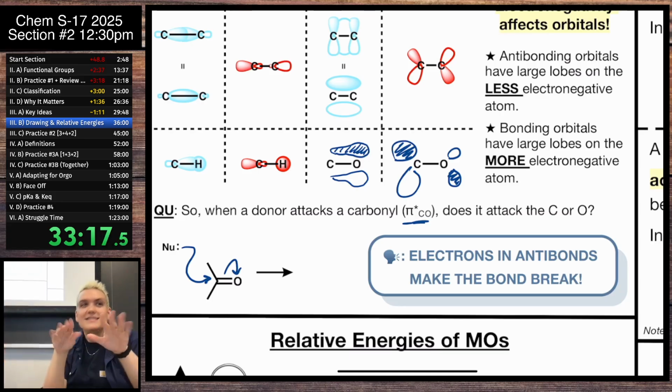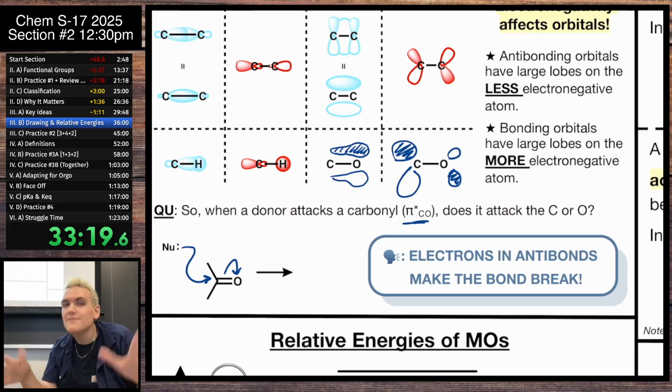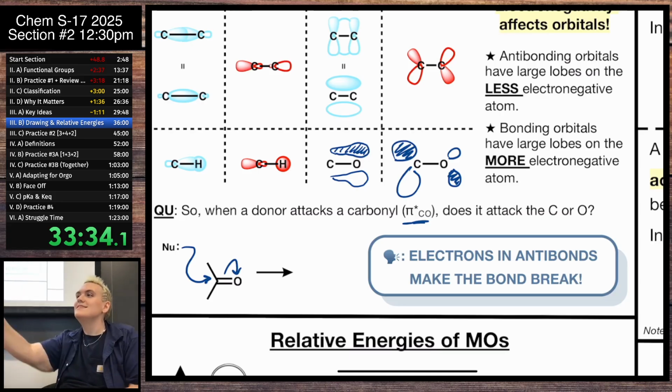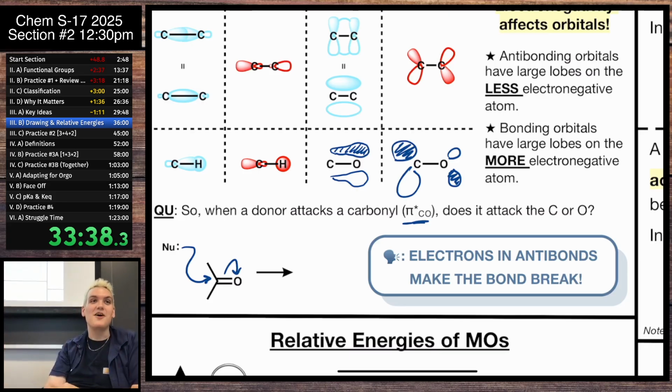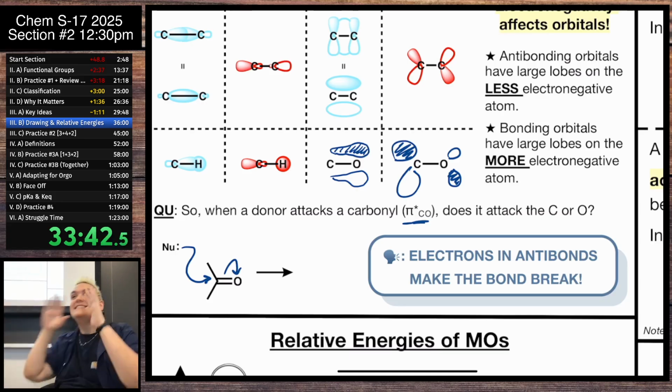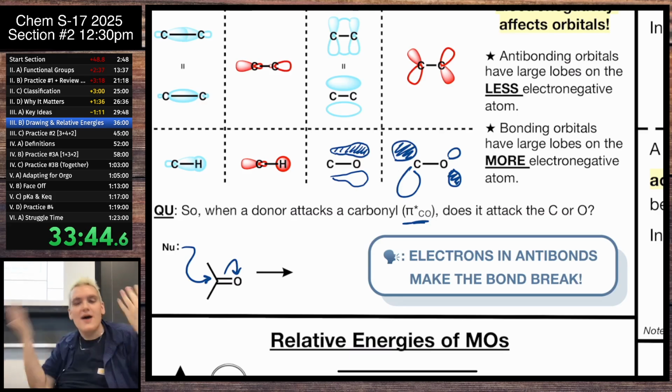Electrons in, antibonds make the bond break. Okay, now we're at a conversational level. Electrons in, antibonds make the bond break. Cool. Now we're trying to get someone's attention from across the room, but it's not a large room. So, electrons in antibonds make the bond break. Now we're in the lecture hall, trying to contact someone across the room. Electrons in antibonds make the bonds break.